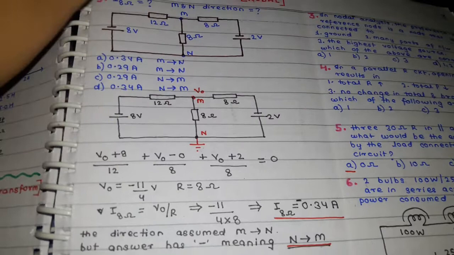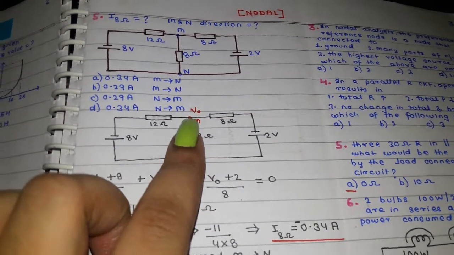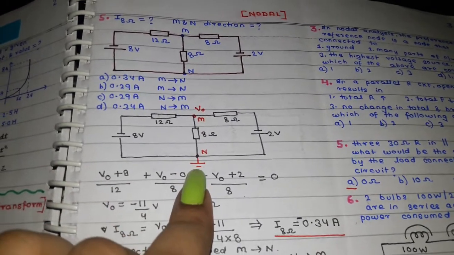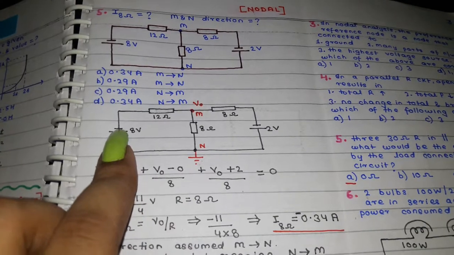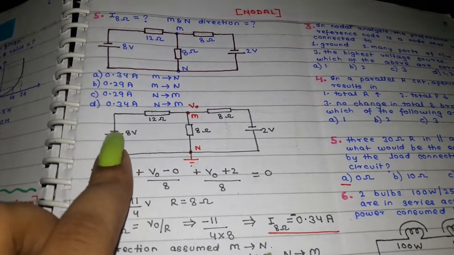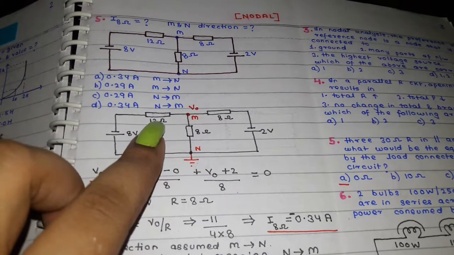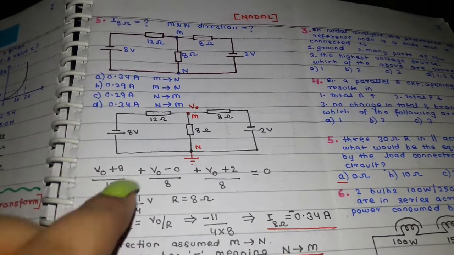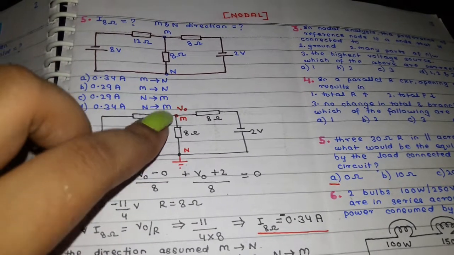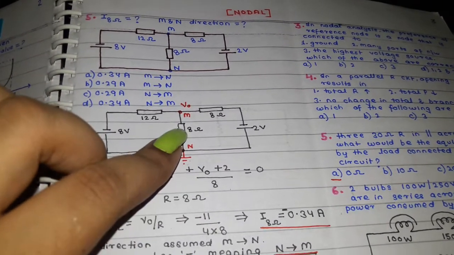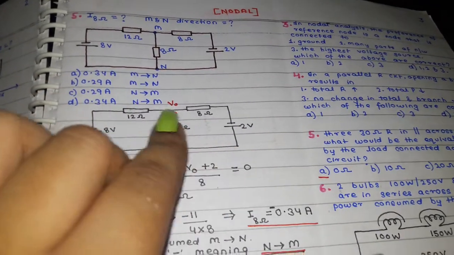Now we are applying basic nodal analysis. This is your reference node with a reference voltage V0, and this is your ground. Now we are moving from V0 to your voltage source, and you meet with a negative sign, so we will write positive. It will be (V0 + 8) upon the resistance you meet midway, so this is 12. Now we are doing the same thing here. Since this is connected to ground, it will be (V0 - 0) upon 8, and this one would be (V0 + 2) upon 8.